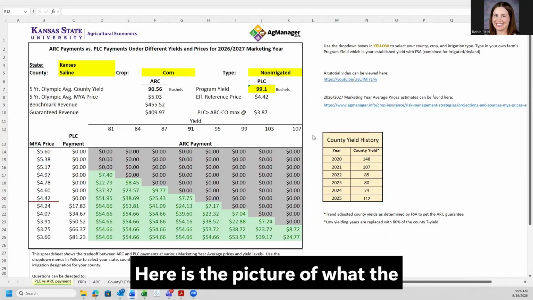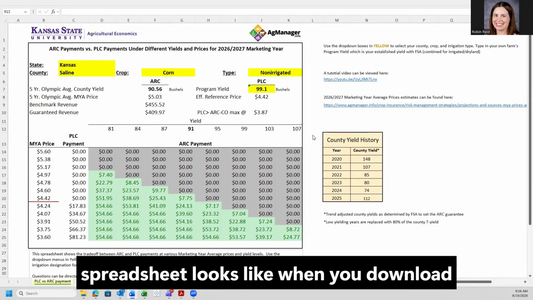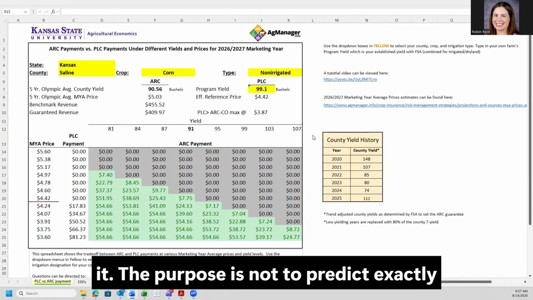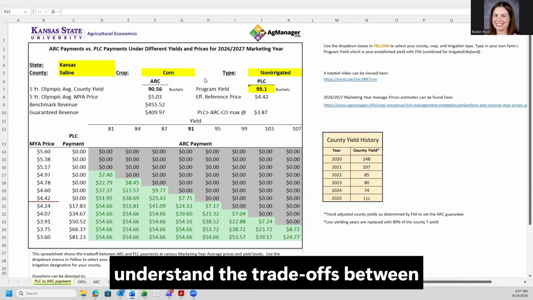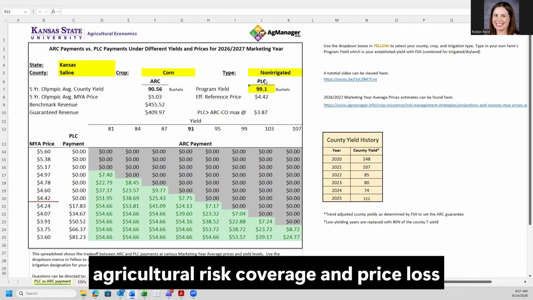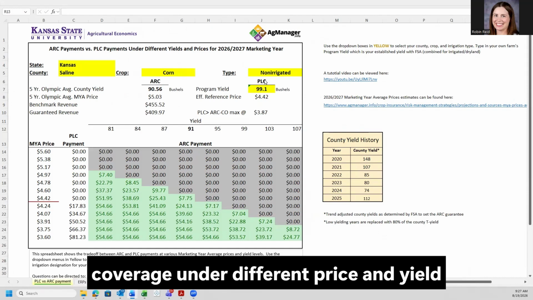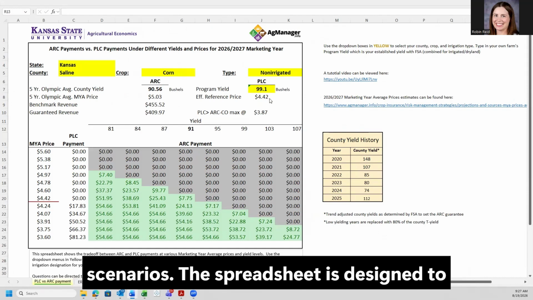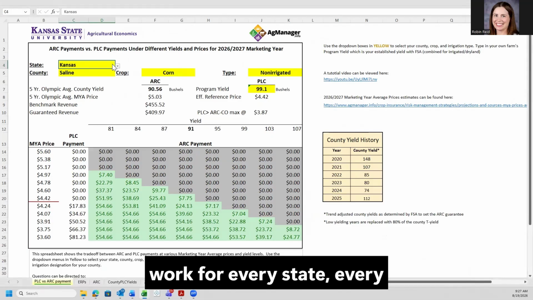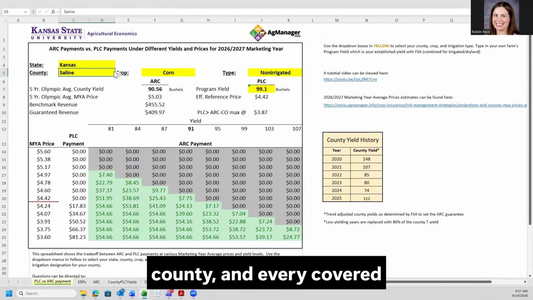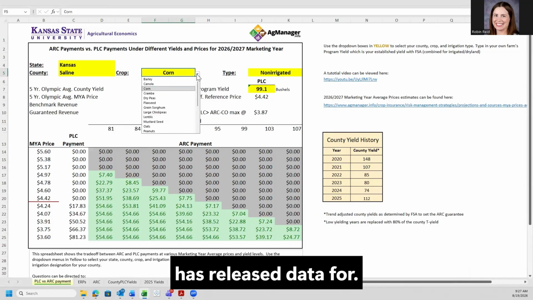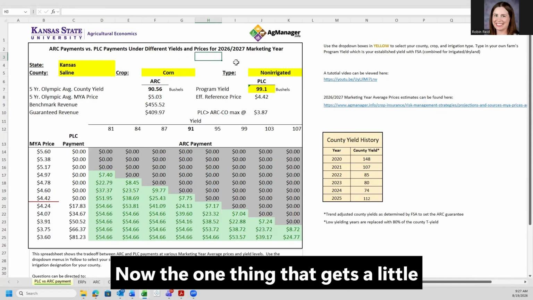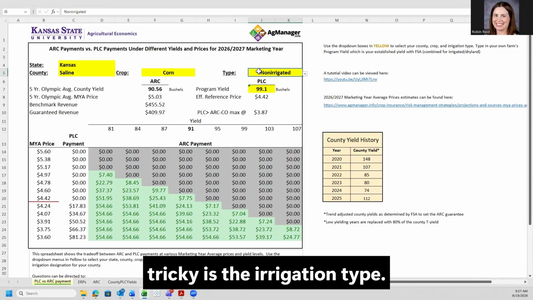Here is the picture of what the spreadsheet looks like when you download it. The purpose is not to predict exactly what will happen, but to help producers understand the trade-offs between Agricultural Risk Coverage and Price Loss Coverage under different price and yield scenarios. The spreadsheet is designed to work for every state, every county, and every covered commodity that the Farm Service Agency has released data for. Now, the one thing that gets a little tricky is the irrigation type.